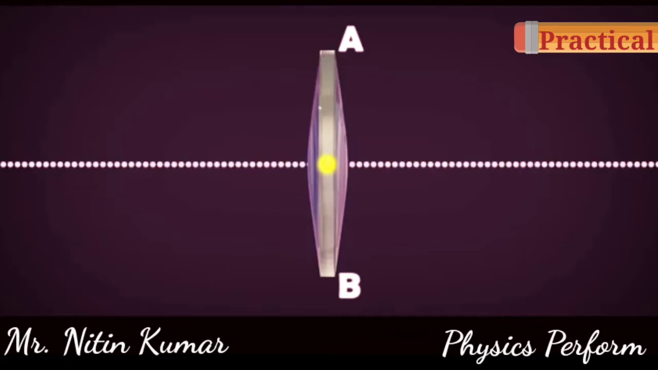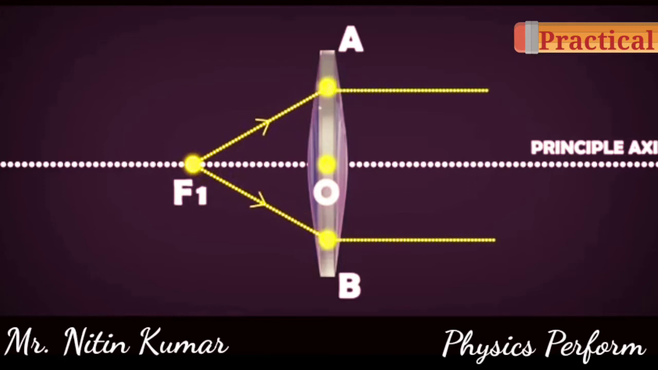First principal focus is a point on the principal axis of the lens. When a ray diverging from it, after refracting from the lens, goes parallel to the principal axis. Here, F1 is the first principal focus.